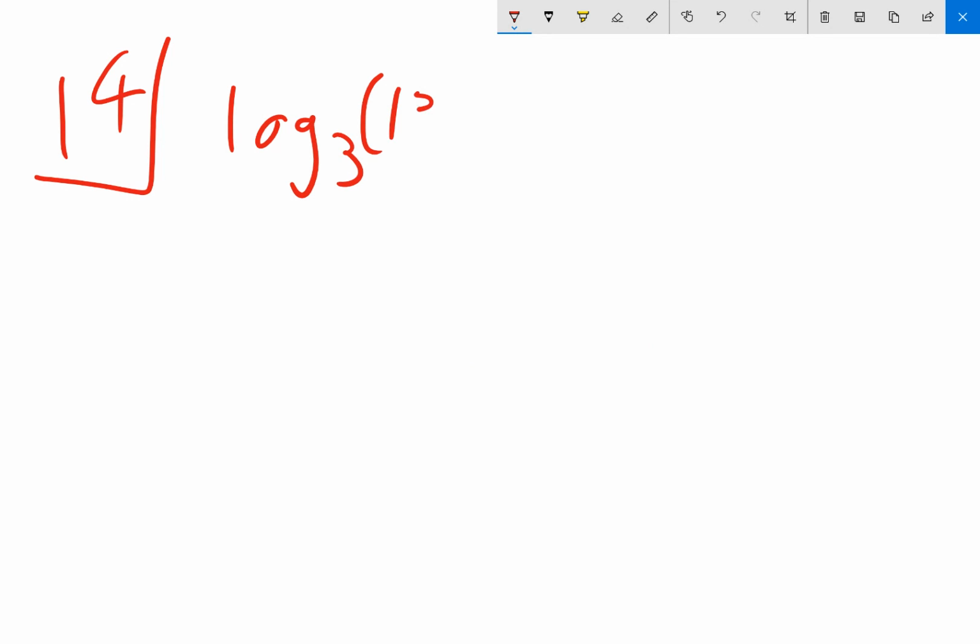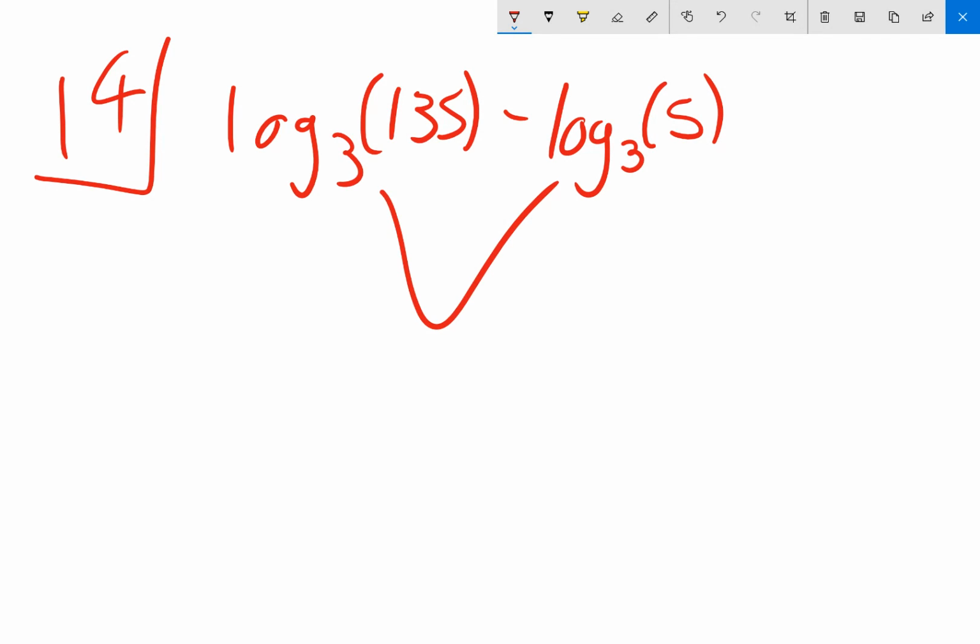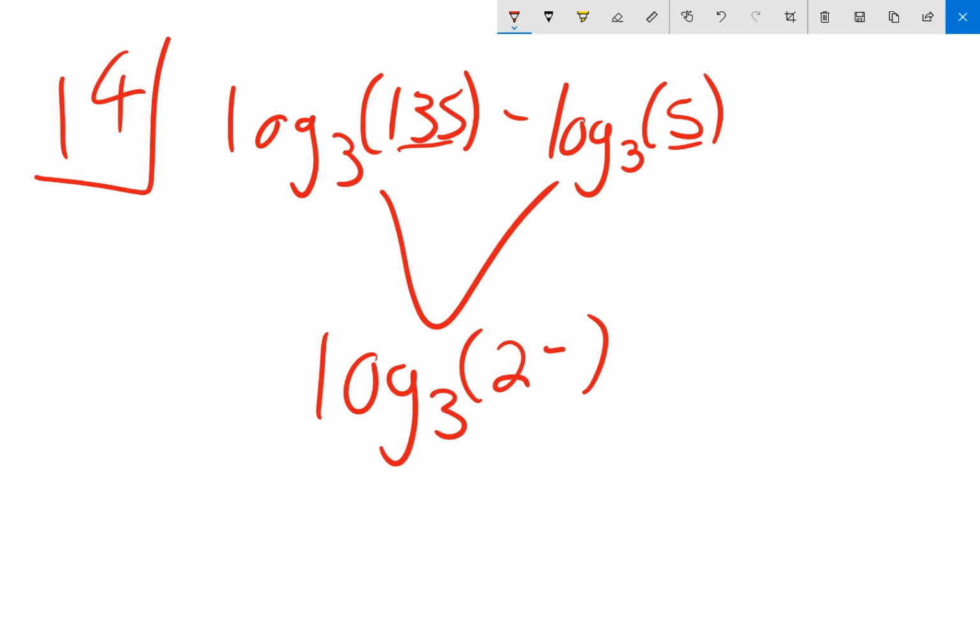Number 14, we have a log base 3 of 135 minus a log base 3 of 5. Similarly, we're going to combine these two logs into one logarithm with a base 3, but minus means divide. So 135 divided by 5 is 27. So we combine and we get the log base 3 of 27.